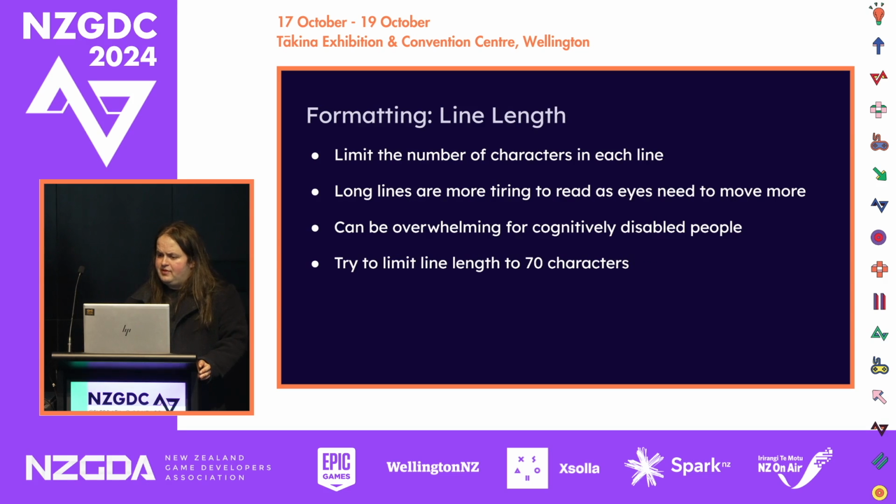Try to limit the number of characters in each line, as if your lines are too long, they can affect readability. Long lines are more fatiguing to read for your eyes because you need to move them more in order to scan through and read all of the text. And it can also feel overwhelming to read large paragraphs, which is especially an issue for some people that have cognitive disabilities like autism. The Game Accessibility Guidelines recommends aiming for 70 characters as a maximum per line.